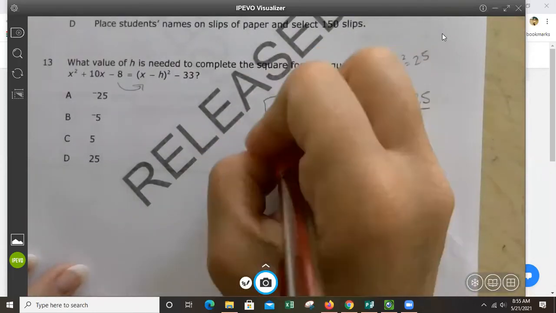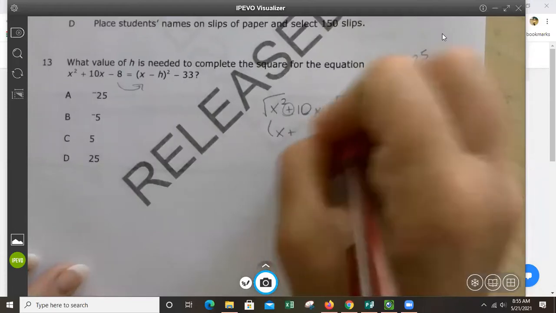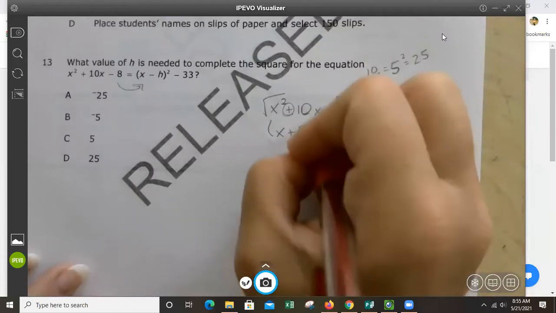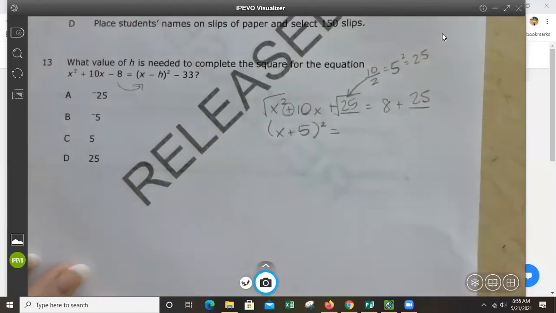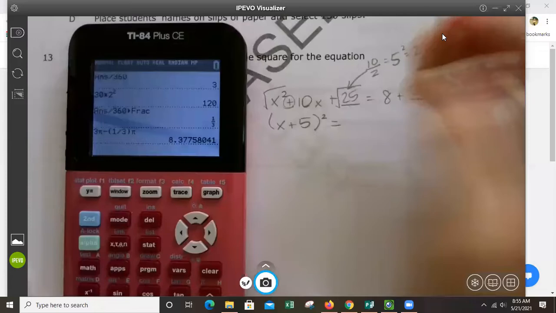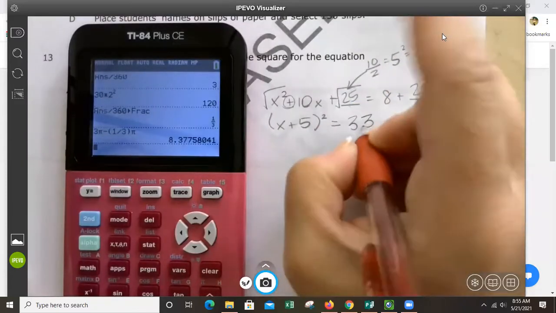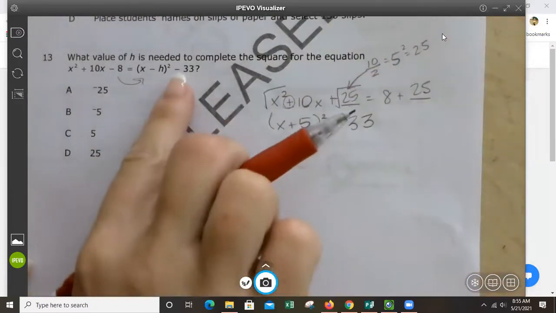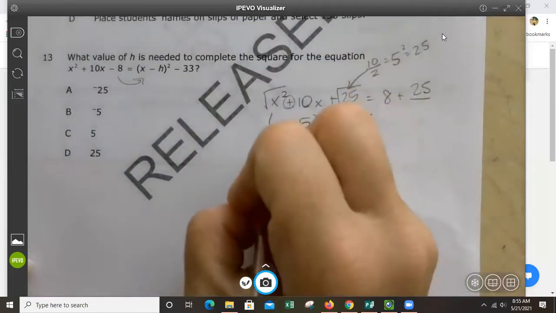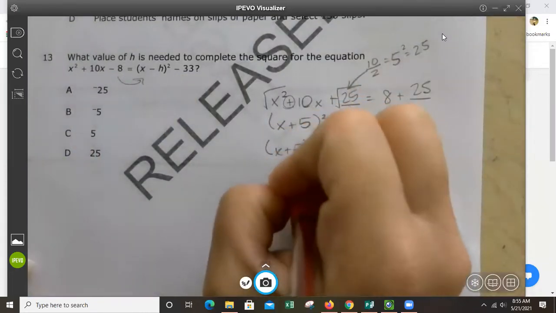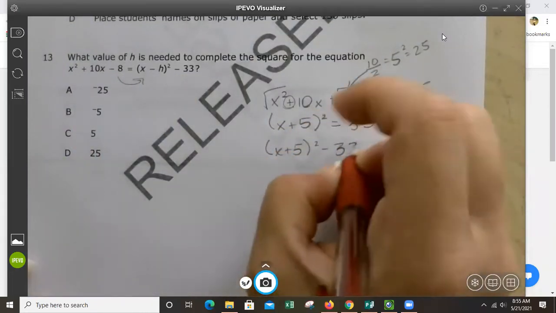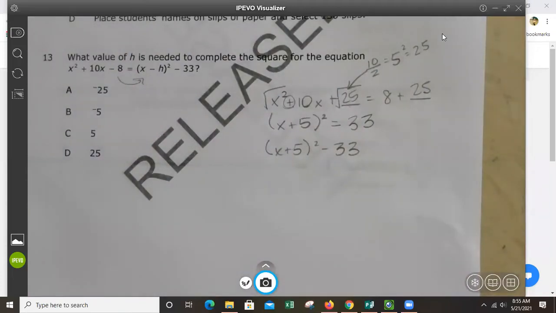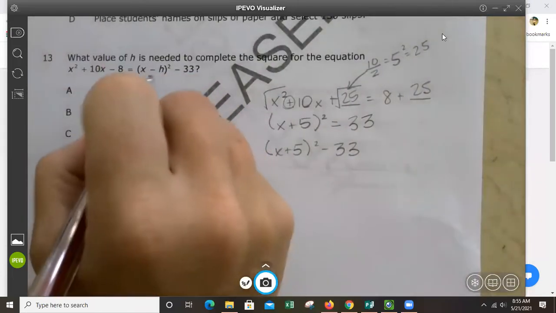Rewrite it, the square root of the first, the sign, the square root of the last. And then 8 plus 25 is 33. And then we need to get it equal to 0 because see, there's where that minus 33 comes from. Okay. Now, be careful on this. Here's where they try to trick you.